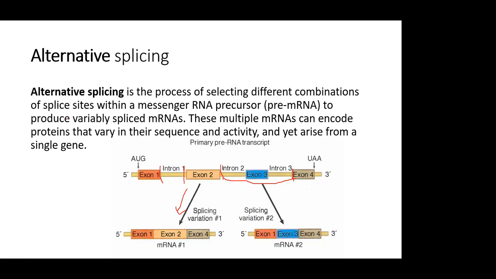The definition, basically: alternative splicing is the process of selecting different combinations of splice sites. Sometimes you use here and here instead of here and here as well, to produce a variable spliced mRNA. You would have different forms of mRNA. Alternative splicing has different applications, some of them physiological, some of them pathological. So in alternative splicing, you don't cut throughout; you might miss some exons in the process.